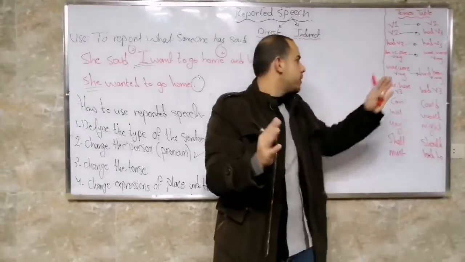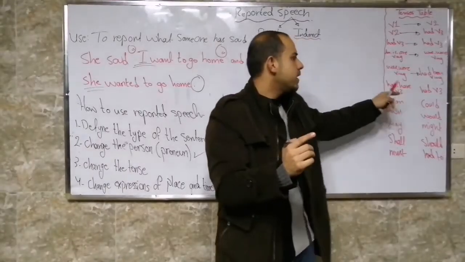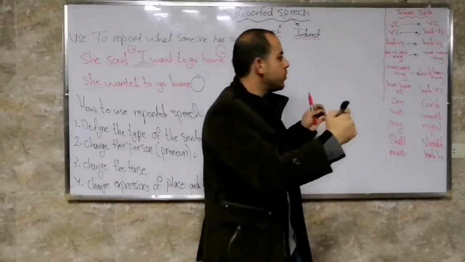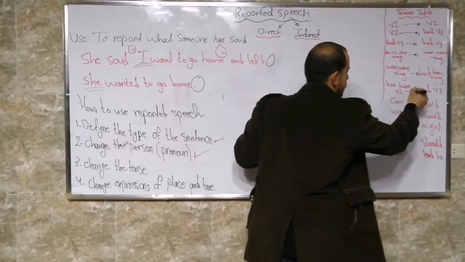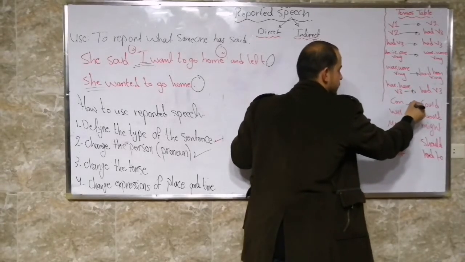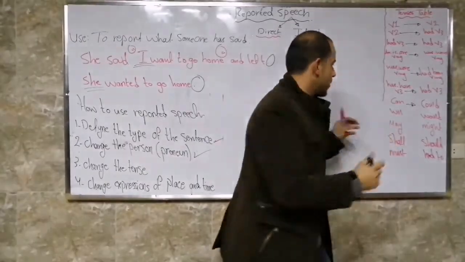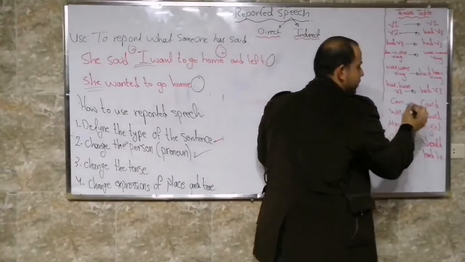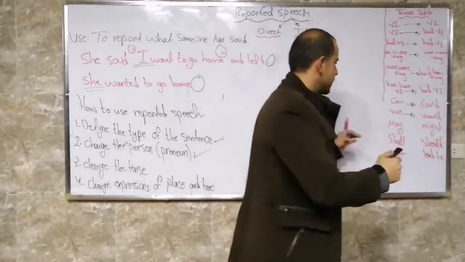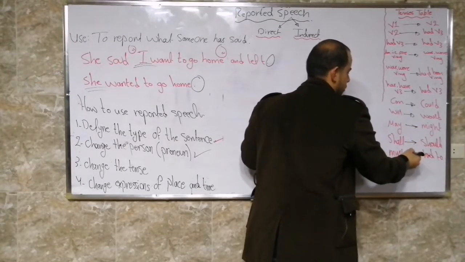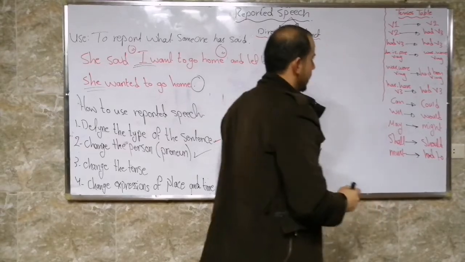The past form of has and have is had. So has and have with verb 3 changes to had with verb 3. Can changes to could, and could stays as it is. Will changes to would, and would stays as it is. May changes to might. Shall changes to should, and must changes to had to.